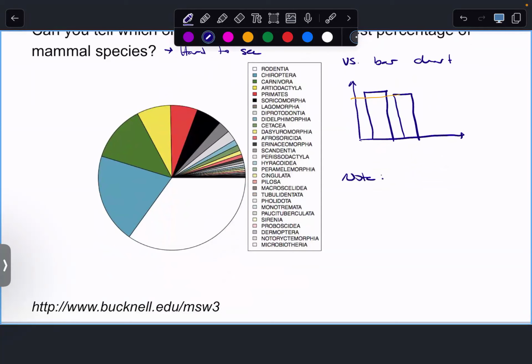Note. The main idea with data visualization is that it should be easy to gather information, right? You shouldn't have to read a legend, unless it's absolutely necessary, right? You shouldn't have to kind of figure out what's happening, right? And so data visualization should be as easy to interpret as possible.